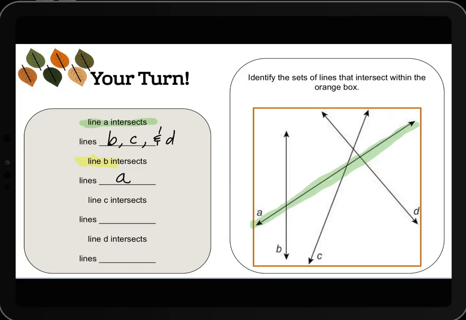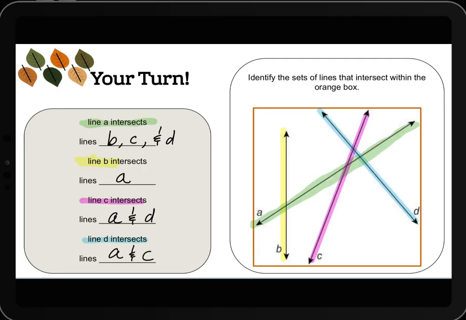Then we have line C. Line C intersects A and D. And line D intersects, and I should probably color code these, right? This was line C, this was line B, and of course, as I mentioned, line D. Line D intersects A and C.